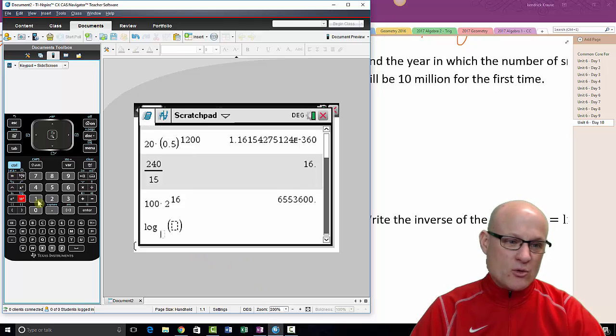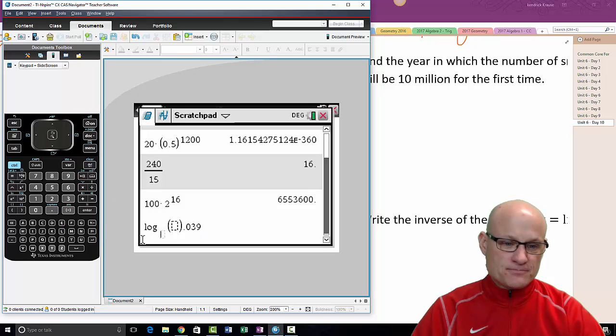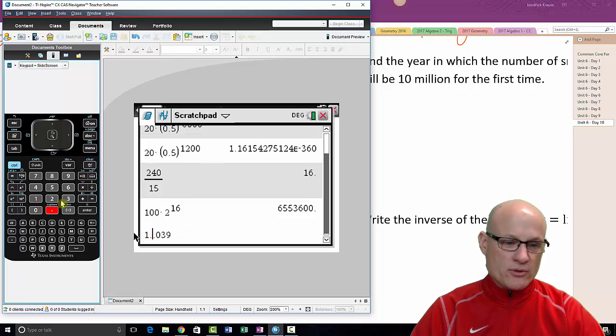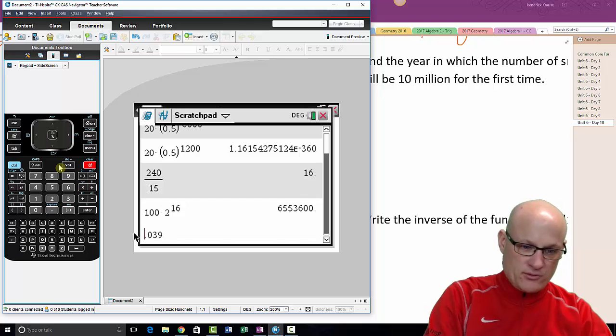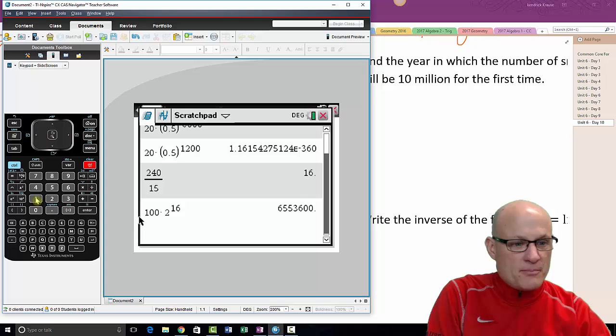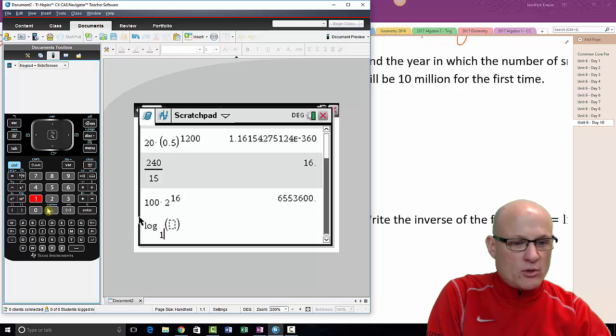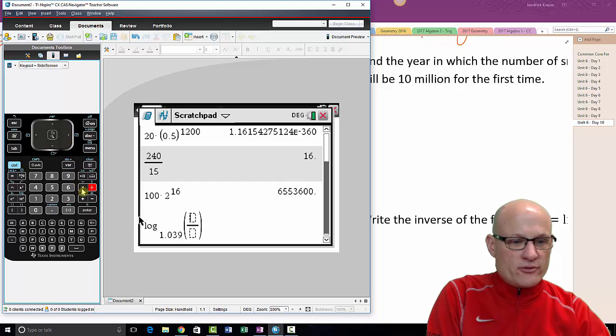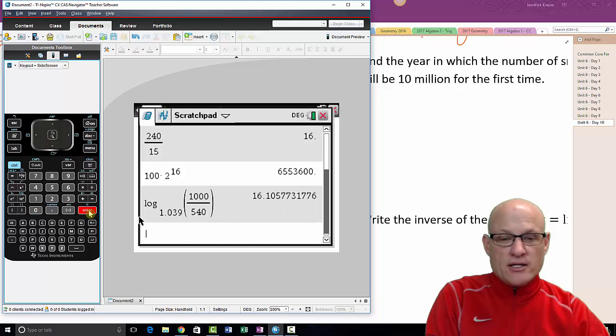So we're going to do log 1.039. Oops. This is weird. Sometimes my computer is not like that. So let me do it without it. So control log 1.039 of control division 1,000 all over 540. Enter.